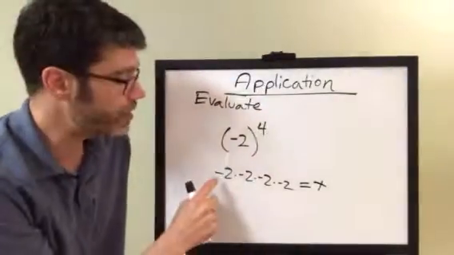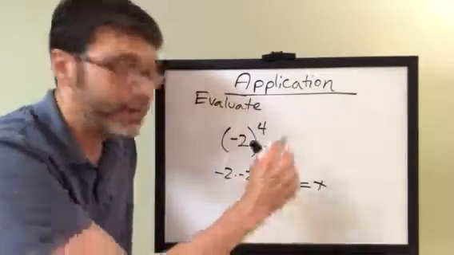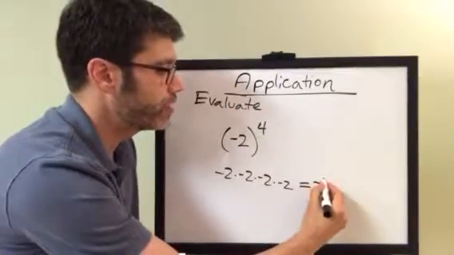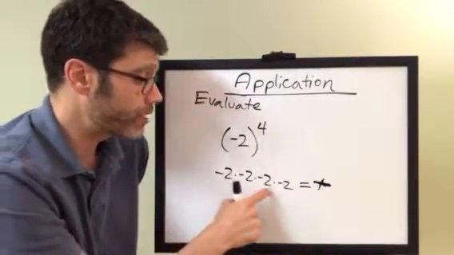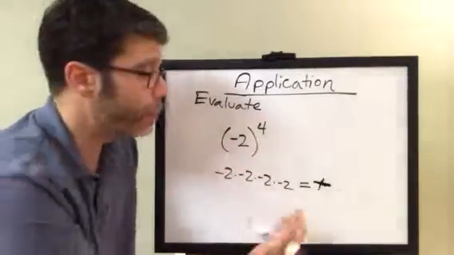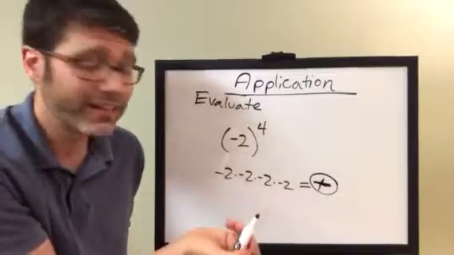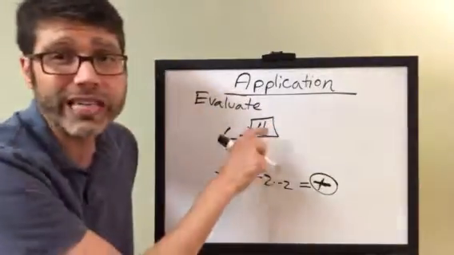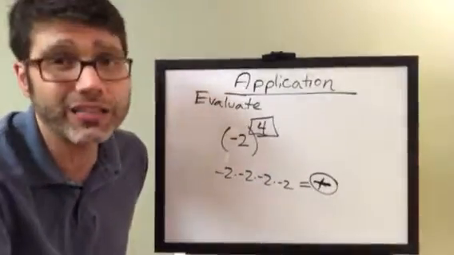I automatically know that whatever this evaluates to is going to be something that is positive. How do I know that? Because I know that if I have an even number of negatives being multiplied, it will eventually turn out to be a positive number. Now, I would actually have to multiply 2 times 2 times 2 times 2 to figure out what the quantity is. But in order to find the sign, all I have to do is figure out, is this going to be an odd or an even exponent?